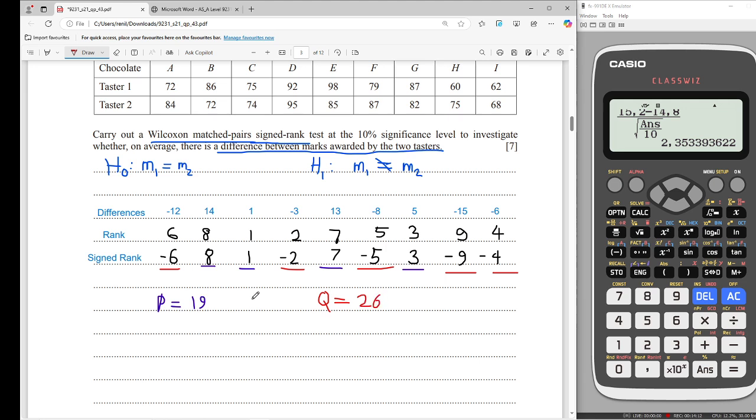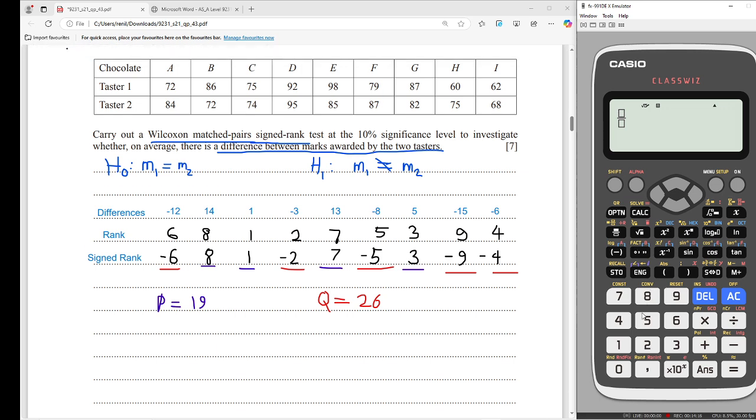And just to ensure that our ranks are correct, we can use the formula for summation, which is the number of samples multiplied by the number of samples plus 1, whole divided by 2. This means that our P and Q should sum up to 45, in which case it does.